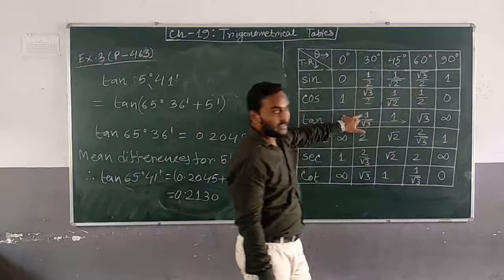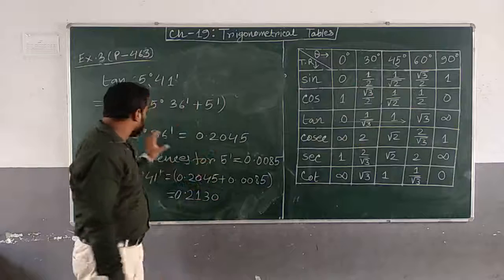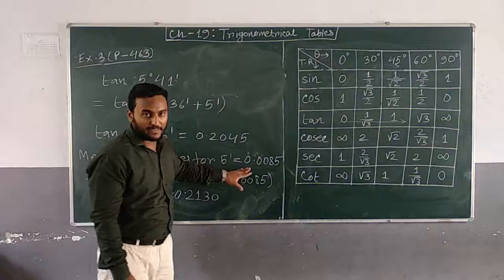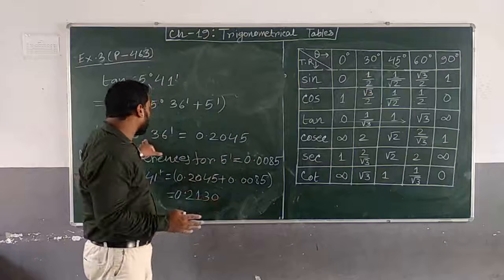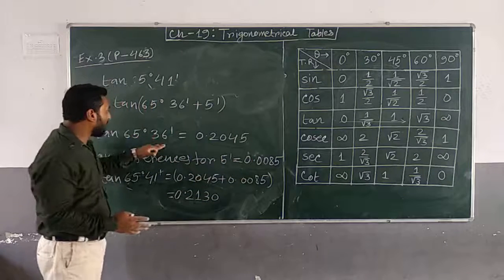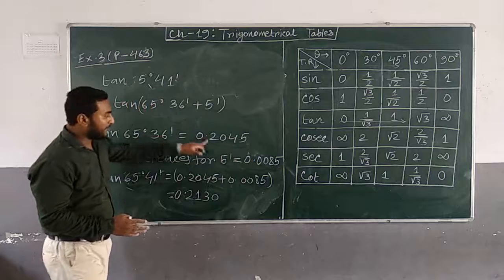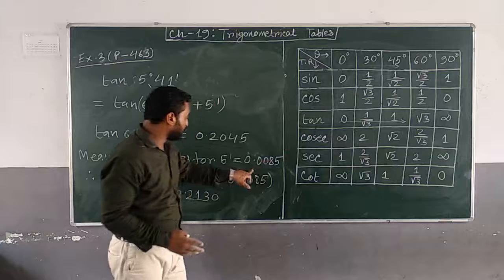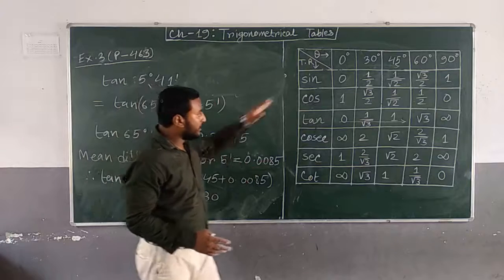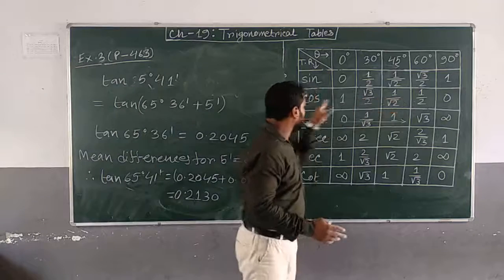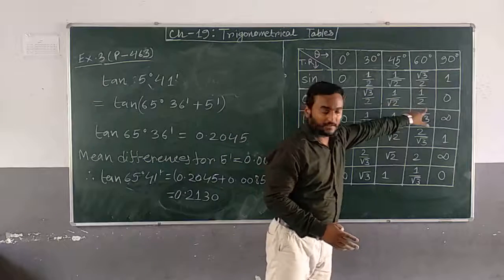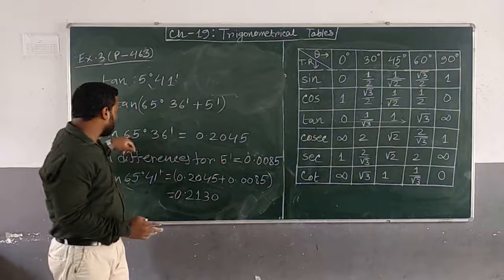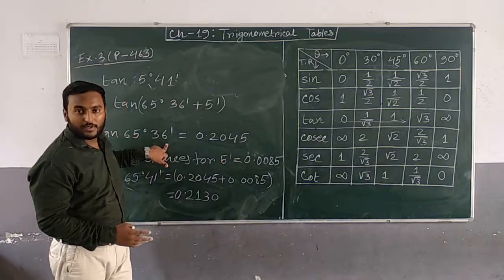So in these two cases, the mean difference is added to the trigonometric ratio at the angle that is a multiple of 6. But in case of cos theta, the mean differences will be subtracted, because when the angle increases, cos theta decreases. That's why the mean difference is subtracted from the value at the angle that is a multiple of 6.